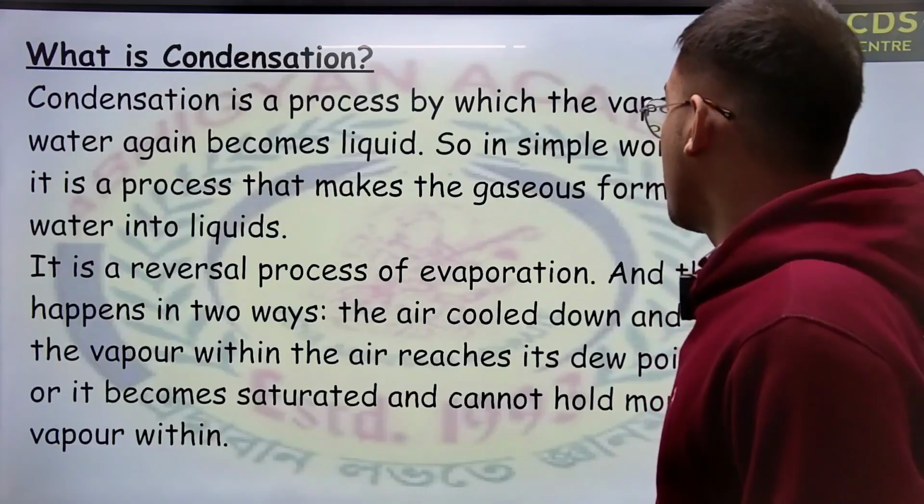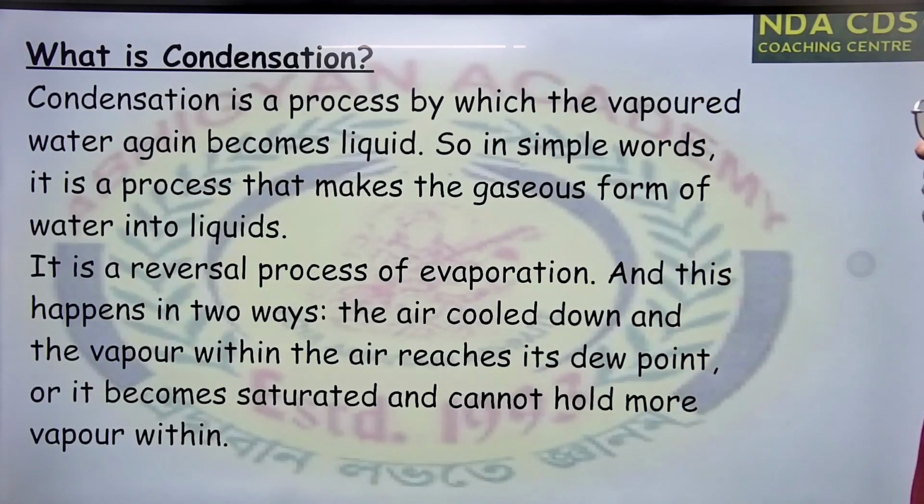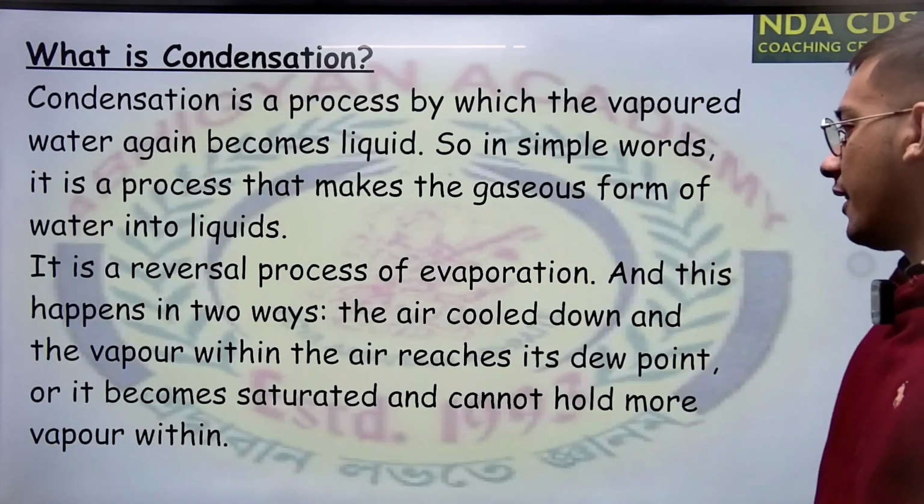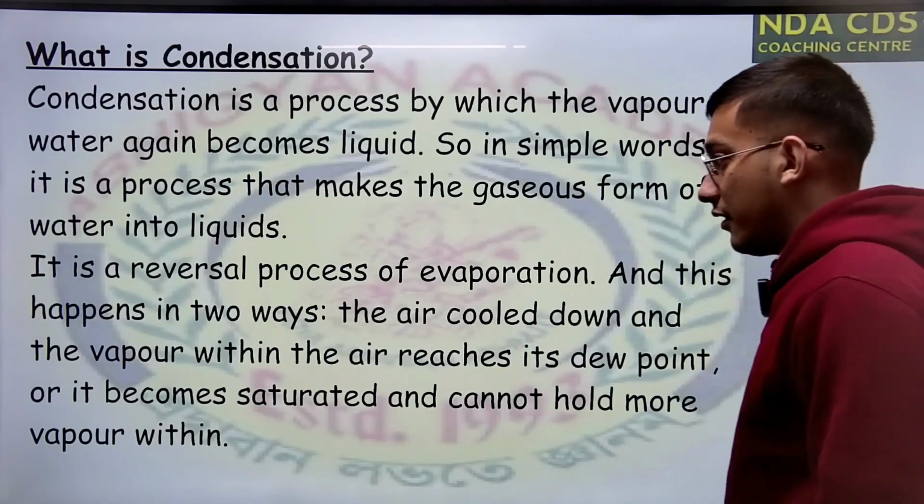So condensation is a process by which vaporized water again becomes liquid. So in simple words, it is a process that makes the gaseous form of water into liquid. It is a reversal process of evaporation, and this happens in two ways. The air cools down and the water vapor within the air reaches its dew point, or it becomes saturated and cannot hold more vapor within, right?